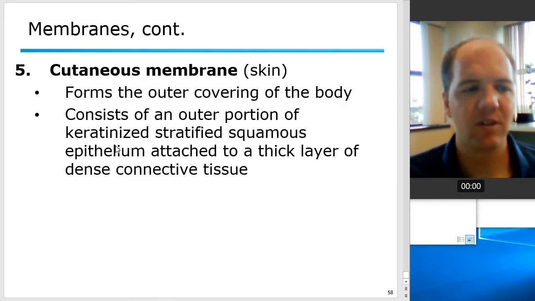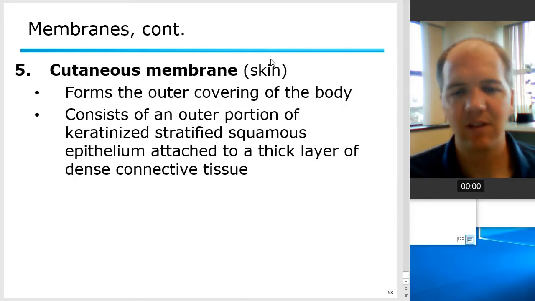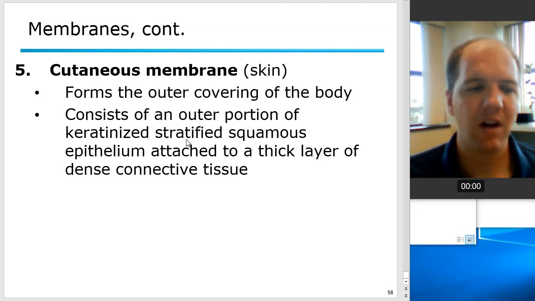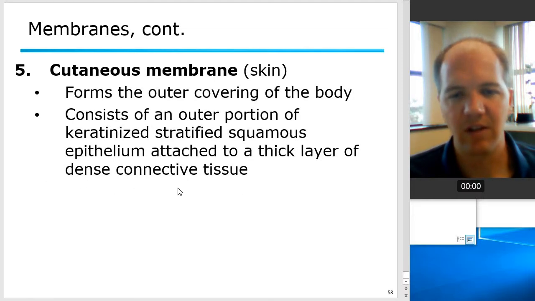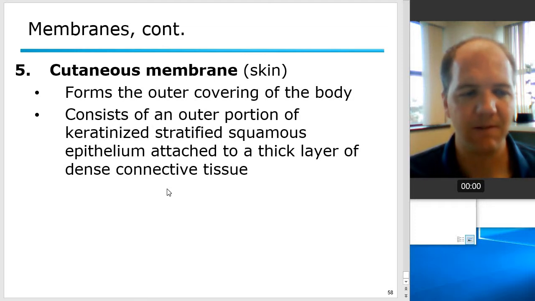And then the last one is the cutaneous membrane, and this is simply the skin. So it's made of epithelial tissue, the keratinized stratified squamous. So remember, stratified meaning many layers, squamous meaning flat cells. And then there's that dense connective tissue underneath, the dense irregular connective tissue that makes the dermal layer of our skin. And it's all about protecting the outer layer of our skin.